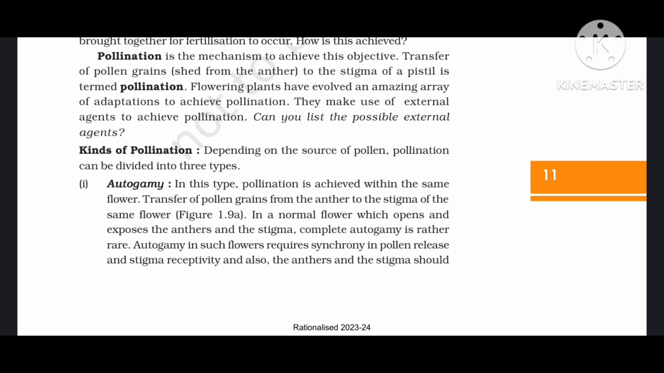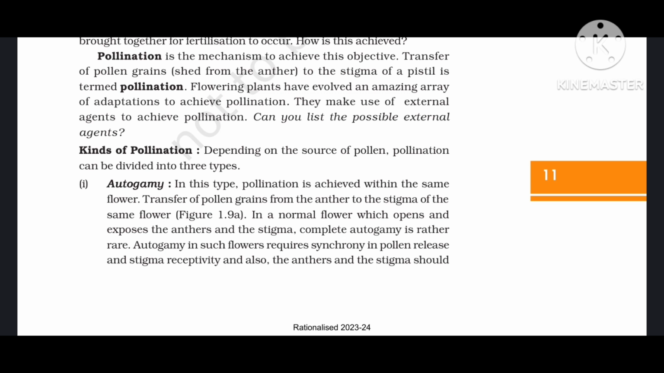Why? Second, geitonogamy. Transfer of pollen grains from the anther to the stigma of another flower of the same plant. Although geitonogamy is functionally cross-pollination involving a pollinating agent, genetically it is similar to autogamy since the pollen grains come from the same plant. Third, xenogamy. Transfer of pollen grains from anther to the stigma of a different plant.